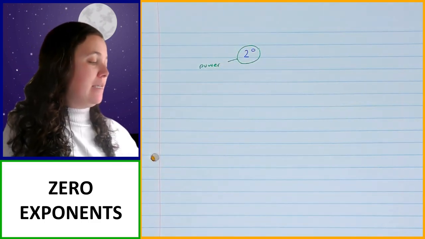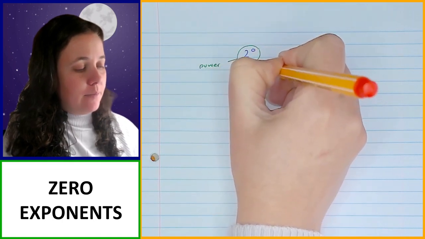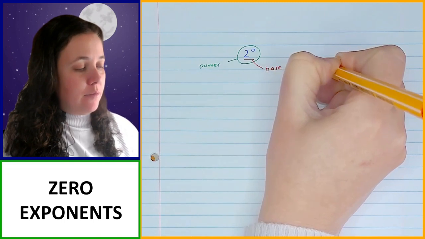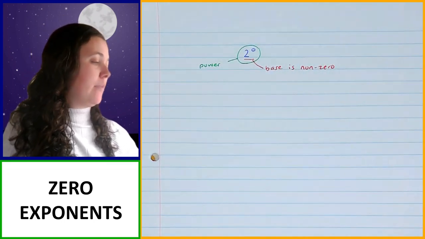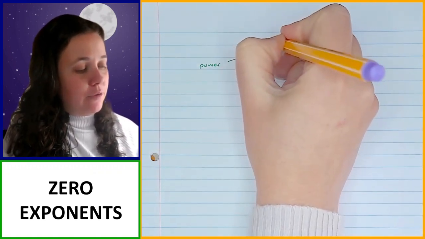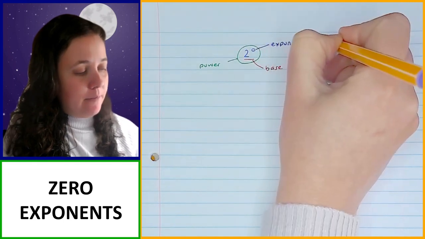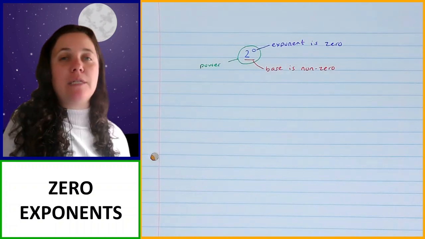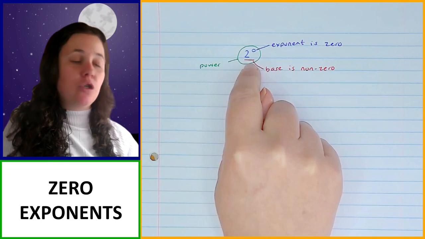where the base of my power is non-zero. In other words, the base is not equal to zero, and my exponent is zero. So that's what I'm referring to when I talk about a power of zero or a zero exponent, is where the exponent is zero and the base is non-zero.